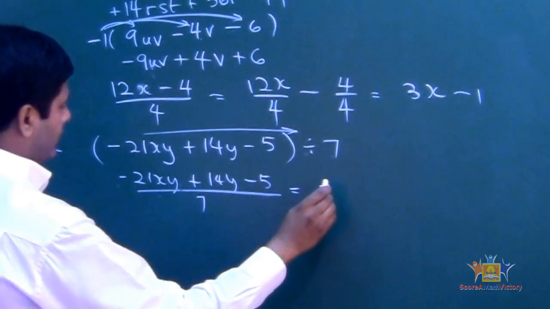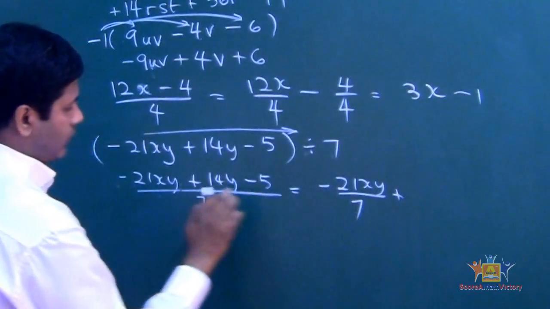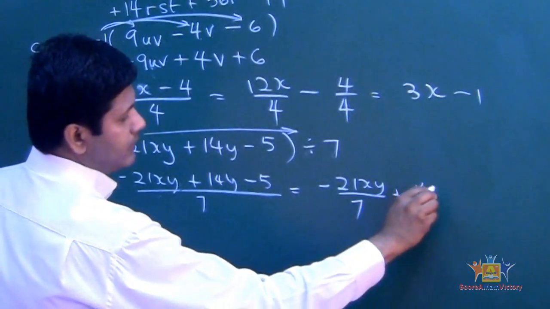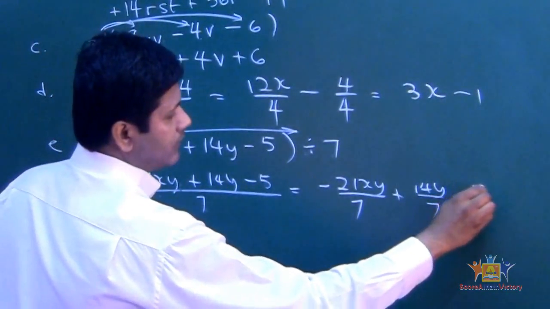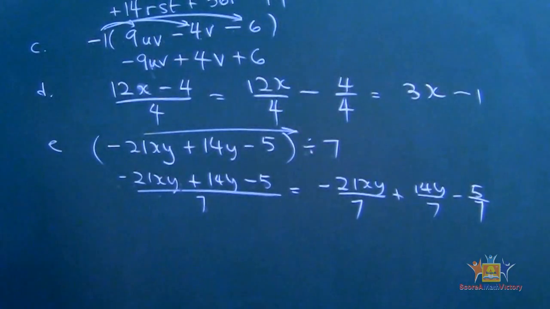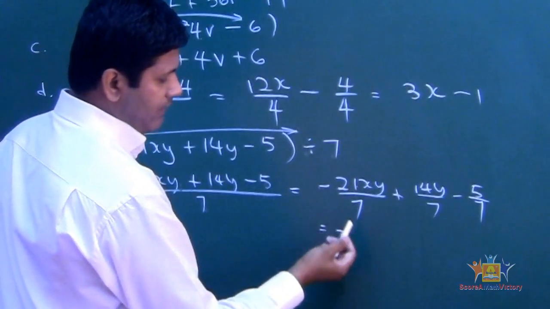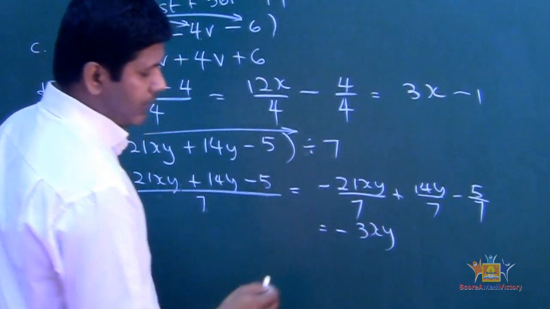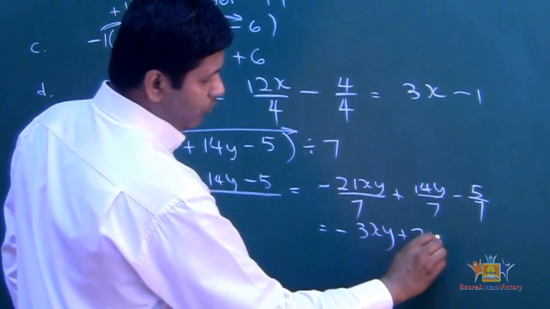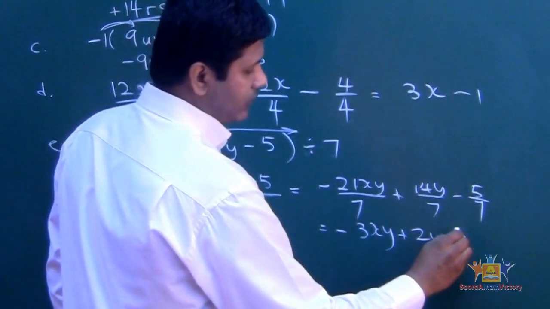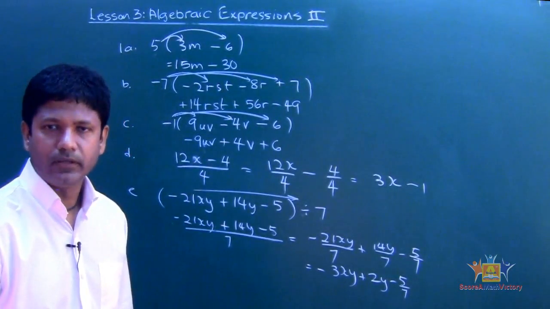So you've got negative 21xy over 7 plus 14y over 7, and negative 5 over 7. See that? Very important. So the 21 negative always stays because positive and negative is negative. 21 divided by 7 is 3xy. Positive and positive, so it'll be positive. 14 divided by 7 is 2y. And this one you leave as a fraction, 5 over 7. You can't simplify. Right there, that's the answer. So we did E.